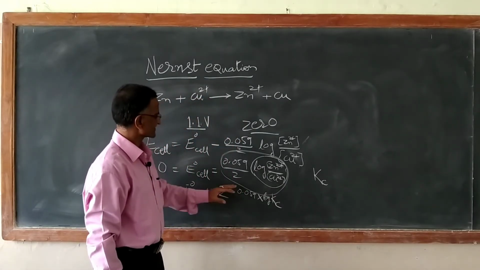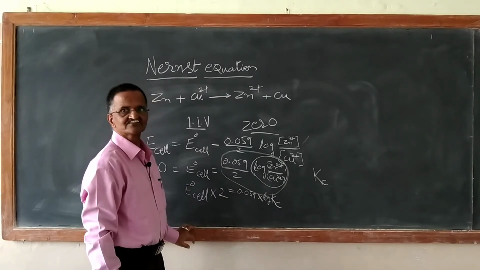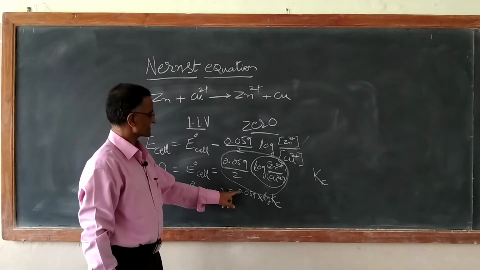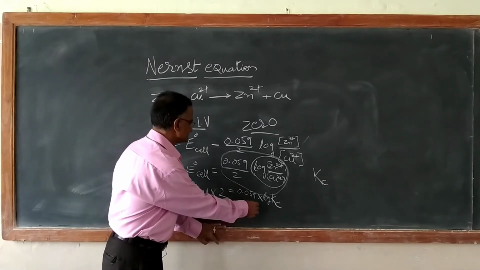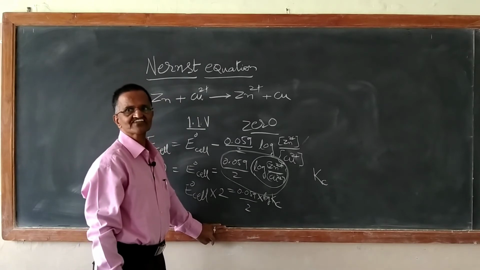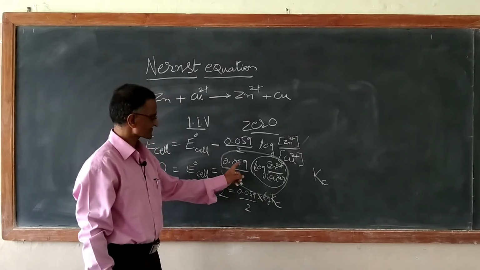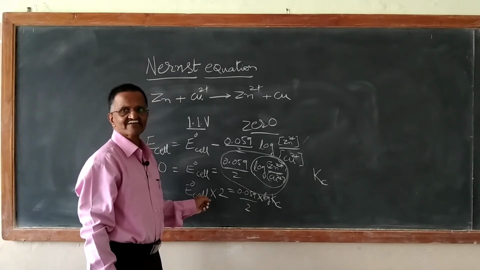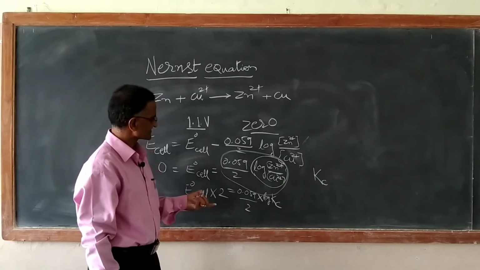Now I can replace this further. How can I do it? 0.059 by 2, 0.059 into, this is the relation that I have, 0.059 into, these two I have sent this side. Next what I can do is replace it.